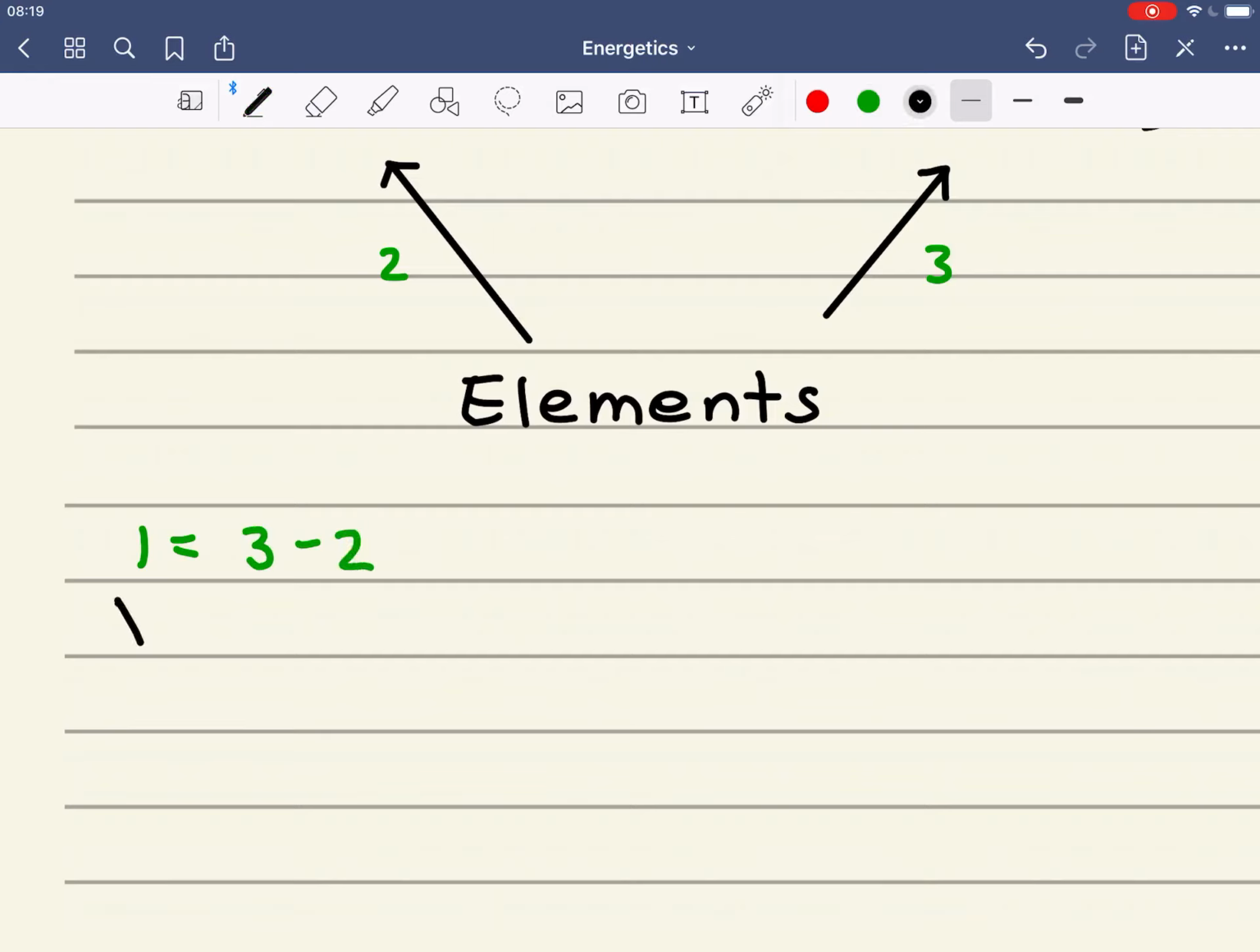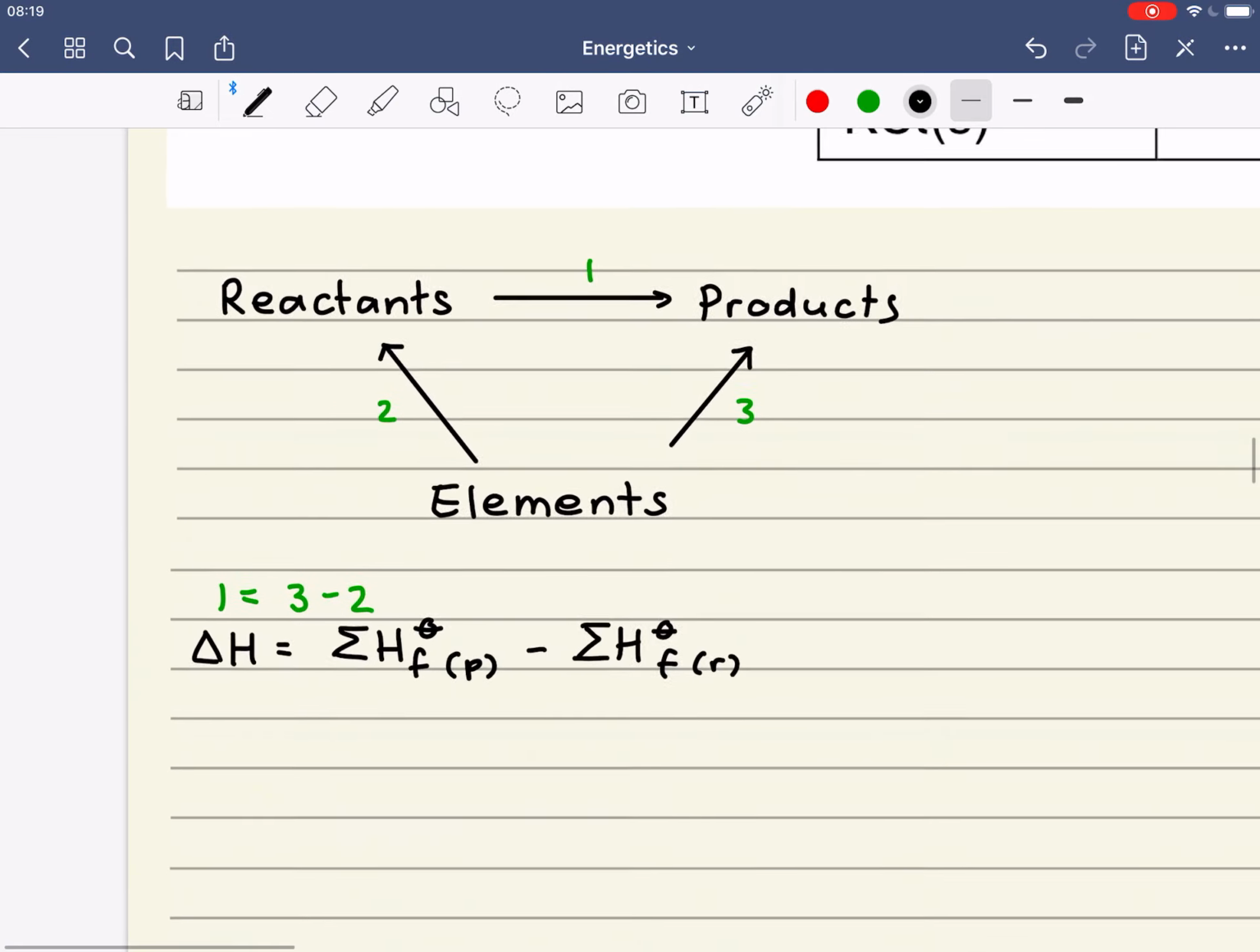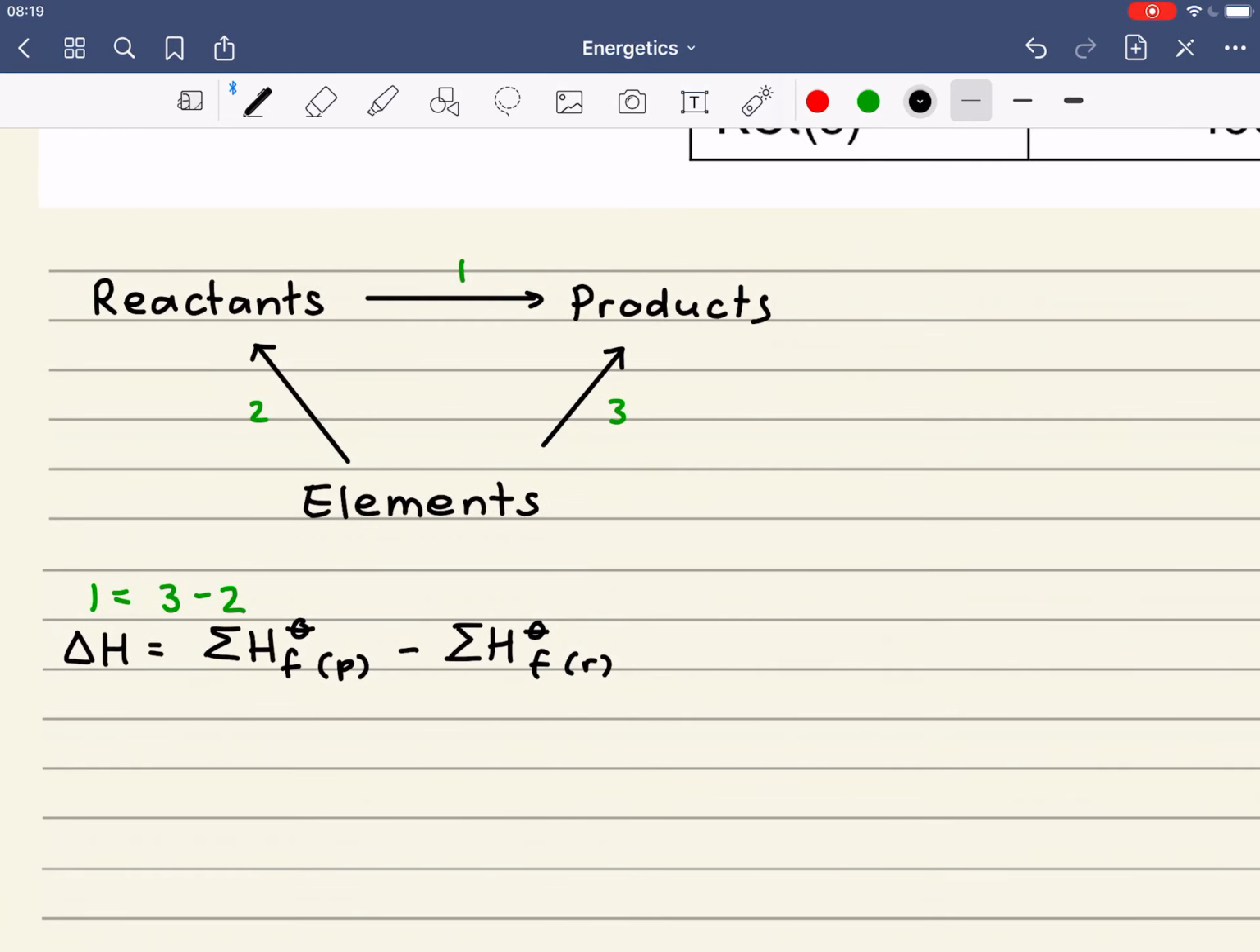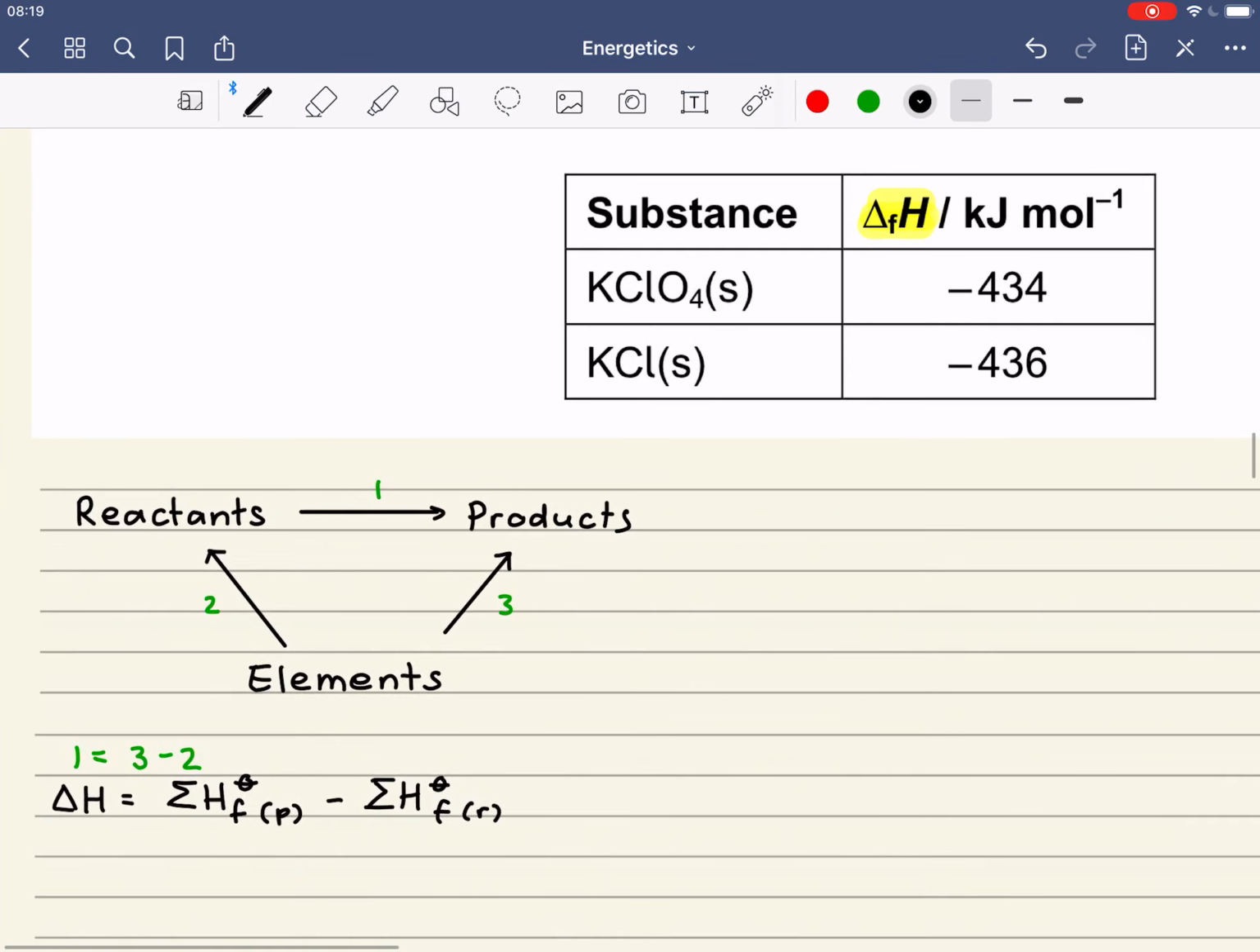We could say then that the enthalpy change 1 is equal to the sum of the enthalpy of formation of the products minus the sum of the enthalpy of formation of the reactants. So that's the Hess cycle we set up if we're given this enthalpy of formation data. So let's have a look at this specific example.